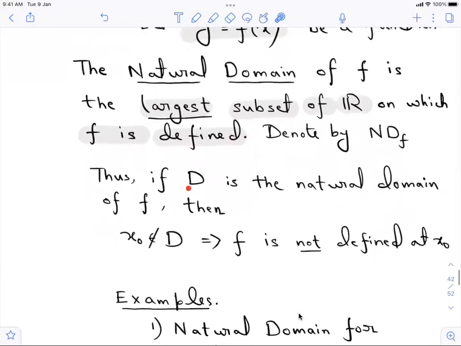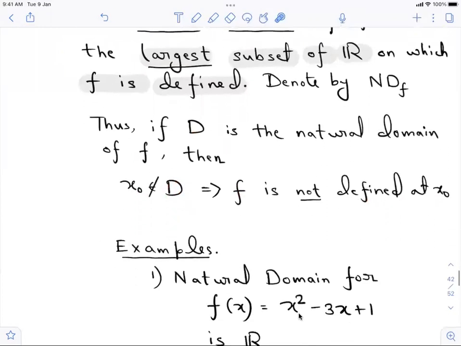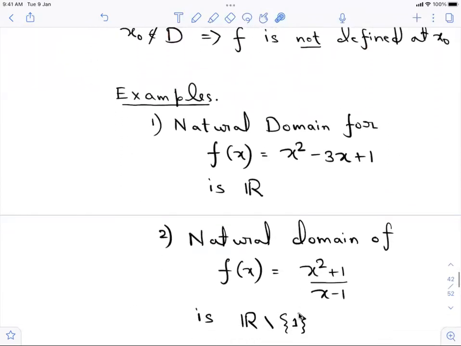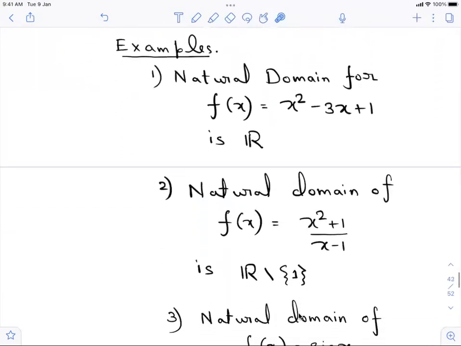In other words, D is going to be a natural domain if there is some point outside D, then f is not defined. So that means that D is the largest. D contains all the points at which f can be defined. So examples of natural domains. Any polynomial function will have R as its natural domain. Given any polynomial, I can always plug in any value of R, and so f of x is well defined in that case.